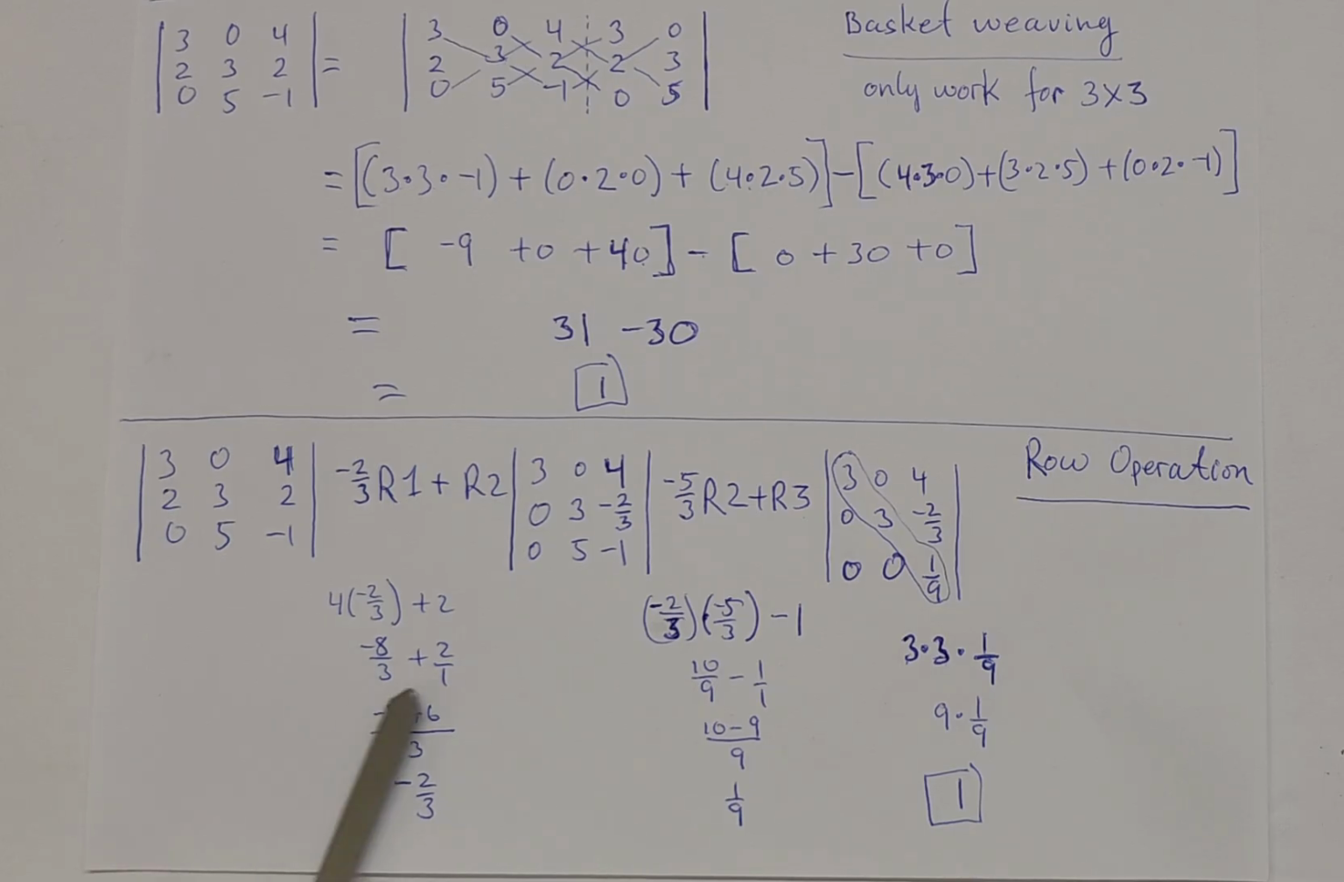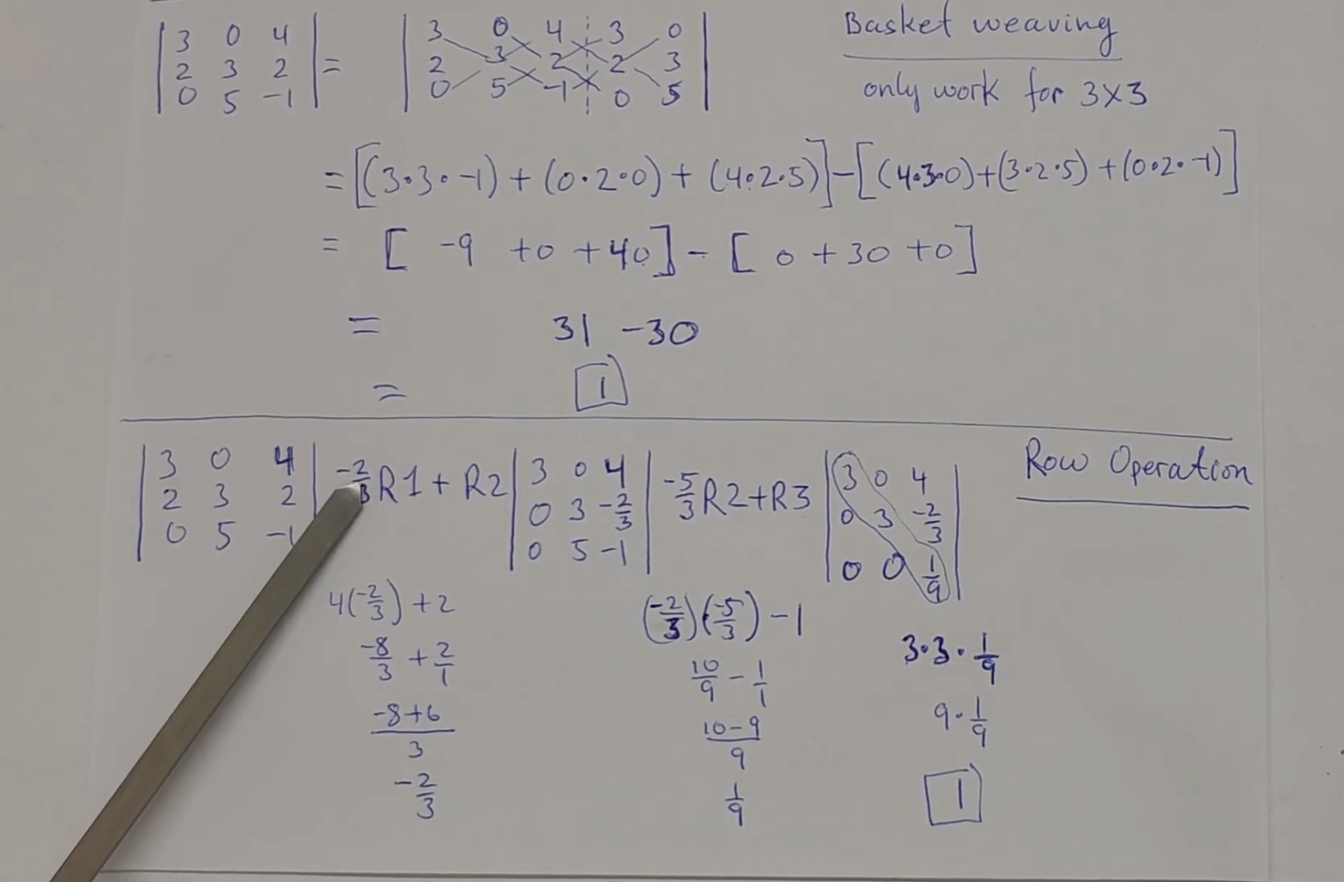And then you multiply the denominators. So 3 times 1 gives me 3. Now just add or subtract the top only. So negative 8 plus 6 gives me negative 2/3. So that's where the negative 2/3 came from. One more time.